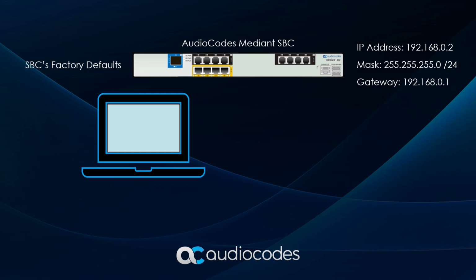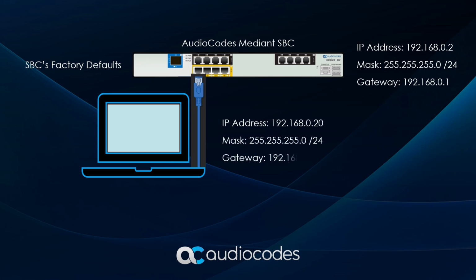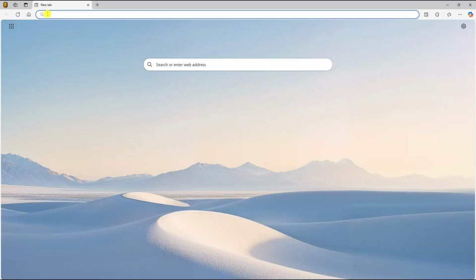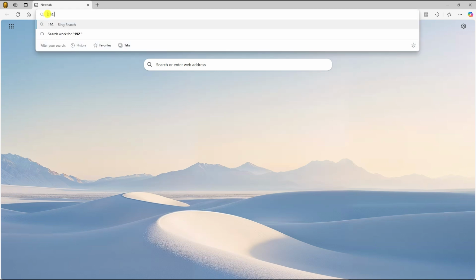Connect a straight-through Ethernet cable from the leftmost LAN port on the front panel of the device directly to your computer's network interface. Change the IP address and subnet mask on your computer to correspond with the default IP address and subnet mask of the device. On your computer, open a web browser and enter the device's default IP address, 192.168.0.2, in the address bar.